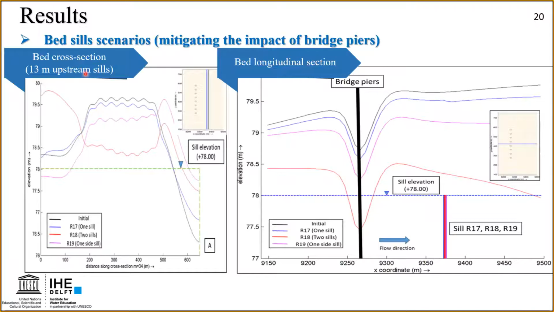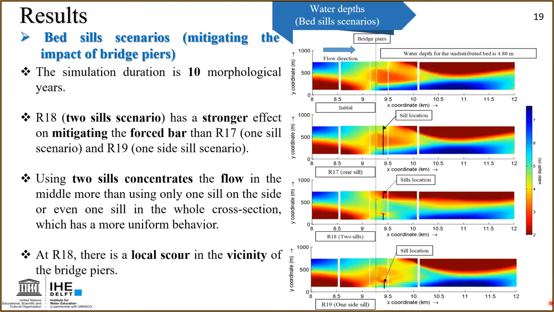On the bed cross section, we also put a cross section 13 meters upstream of the cells. Here we see the cell elevation. We can see it could mitigate the forced bar forming here, and also a filling process on this side for the pool side, but it also causes a deposition on the other side.